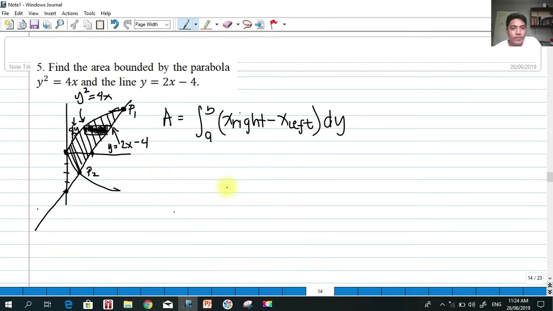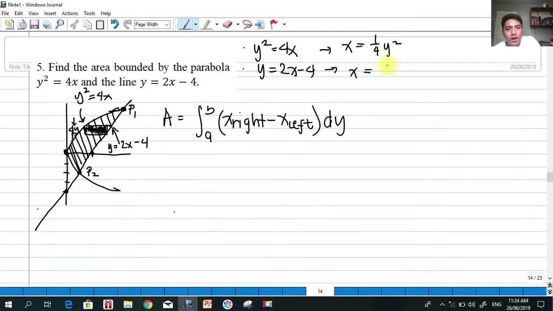We have to express these two equations, y squared equals 4x and y equals 2x minus 4, both in terms of y. We're going to isolate x in the first equation and in the second equation. If we do that, we have x equals 1/4 y squared, and here x equals (y plus 4) over 2, that should be 1/2 y plus 2. Okay, and we now have the formula.